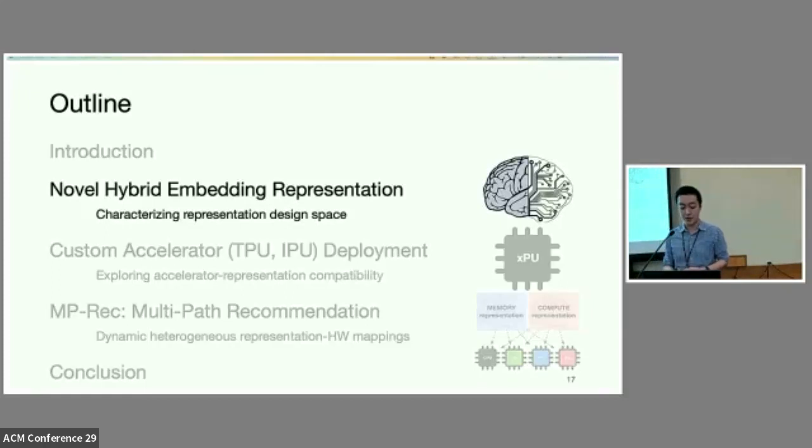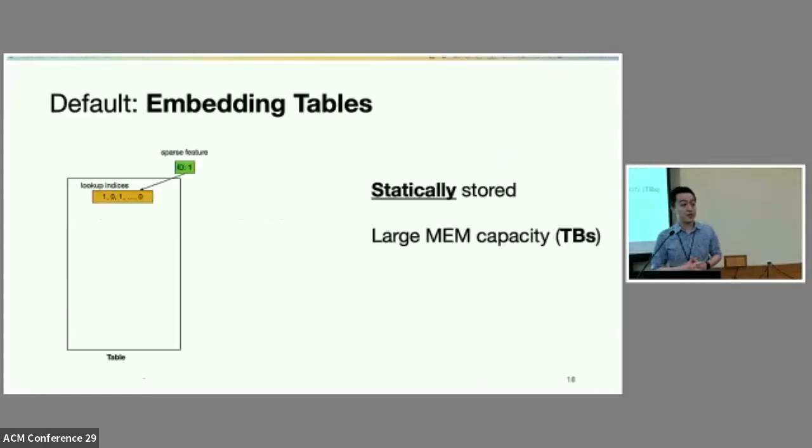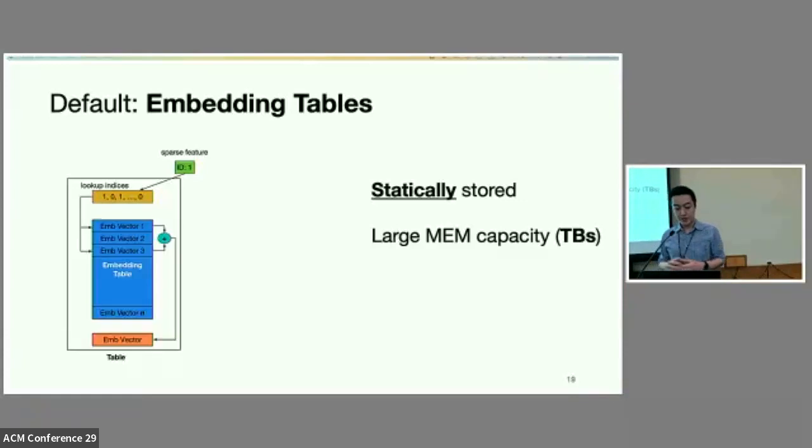First, let's start with representations. So our default representation is embedding tables. And if you've seen some of the previous talks earlier in this conference, people have been optimizing for embedding tables. So embedding tables treat sparse features as lookup indices for individual entries. The table's values are updated during training and then accessed during inference. While embedding tables provide a good baseline accuracy, they scale to terabytes in size.